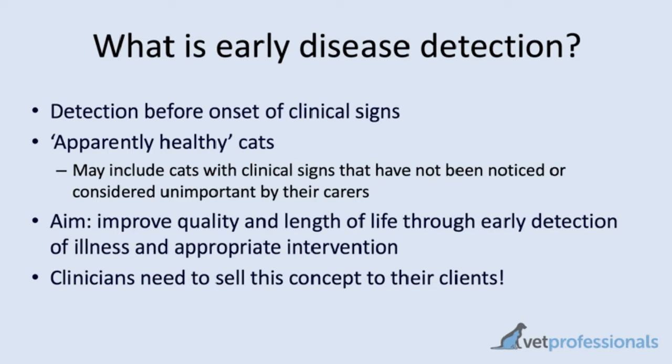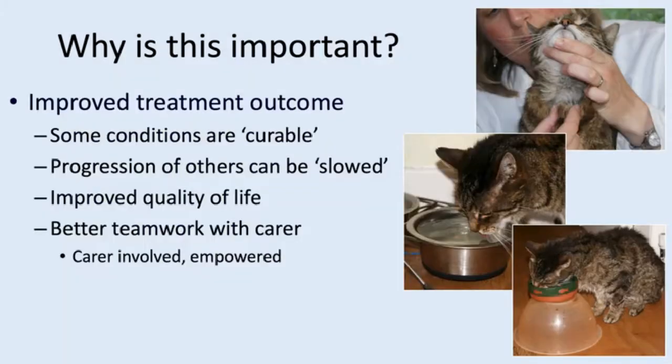And of course, the aim of our early diagnosis is to improve our treatment outcome. And we know that certain conditions can be cured. So for example, dental disease, hypothyroidism, potentially curable conditions. Other diseases are not curable, but we can perhaps slow the progression. A good example would be chronic kidney disease. And other conditions still, we may not be able to slow the progression, or we may not be able to cure them, but we can improve quality of life, and an example there might be a cat with osteoarthritis. So there's a lot we can do.